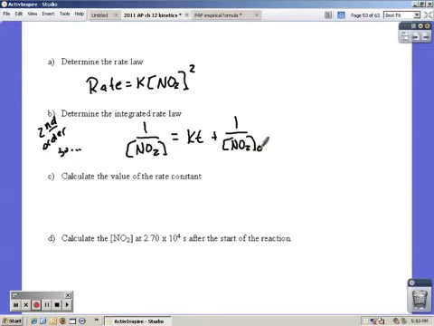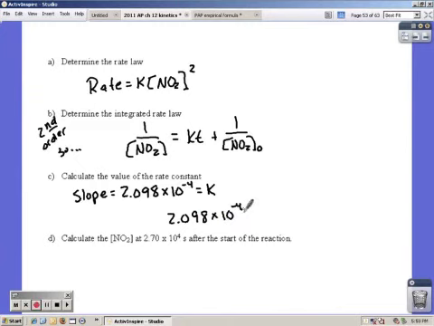For the value of the rate constant, I just plug this one into the calculator to give me the slope. And so slope is equal to 2.098 times 10 to the negative fourth. And in this case, my slope is k, so I don't have to change the sign. But I do need units, and so that's liters over moles times seconds.